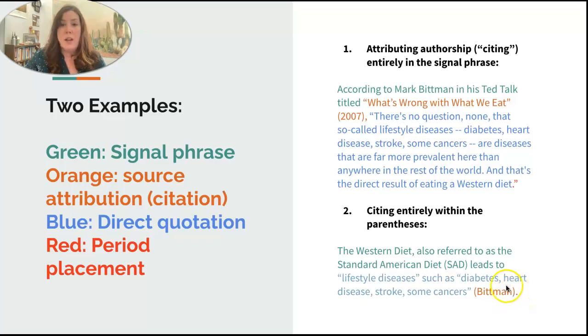The reason why we don't have anything else in here is twofold. 1, this is from a TED Talk, which means I got it from the internet. There are no page numbers. 2, in MLA, we don't add the year in a parenthetical citation. That's APA, and you may learn that in English 102. So here are 2 examples of those 3 pieces, the signal phrase, the source attribution, and the quotation, and how that might look. Hopefully some of this looks a little familiar to you.